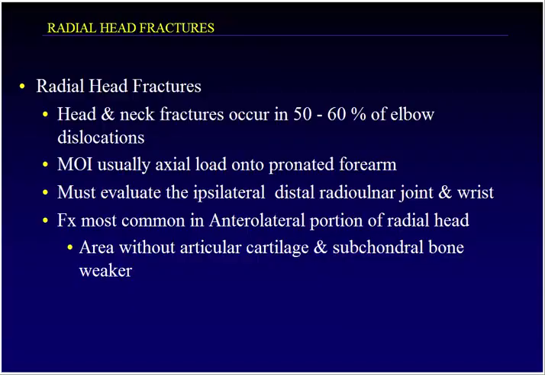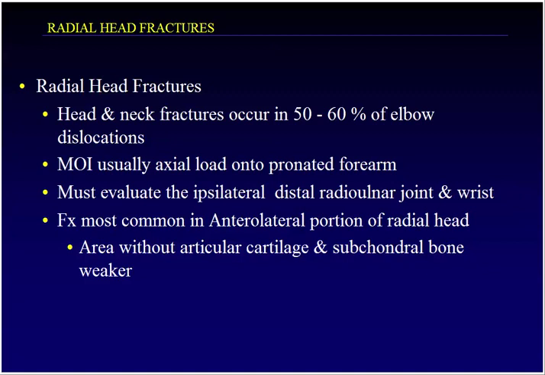Radial head fractures, head and neck fractures, occur in 50 to 60% of elbow dislocations, so you really have to look for those when you see a patient with an elbow dislocation. The mechanism of injury is typically an axial load onto a pronated forearm. You have to evaluate the ipsilateral distal radial ulnar joint and the wrist because of the possibility of damage to the interosseous membrane with these injuries.